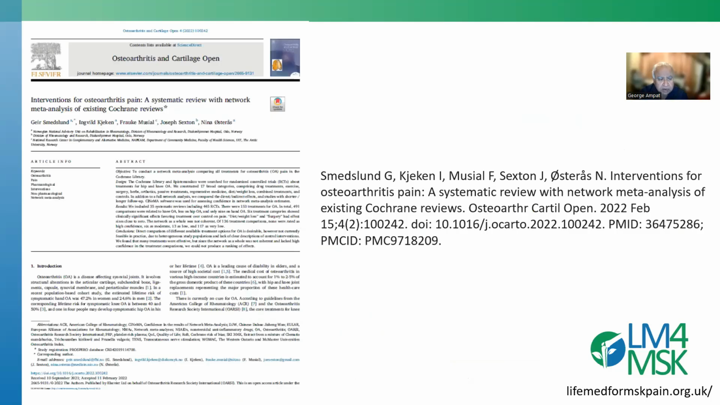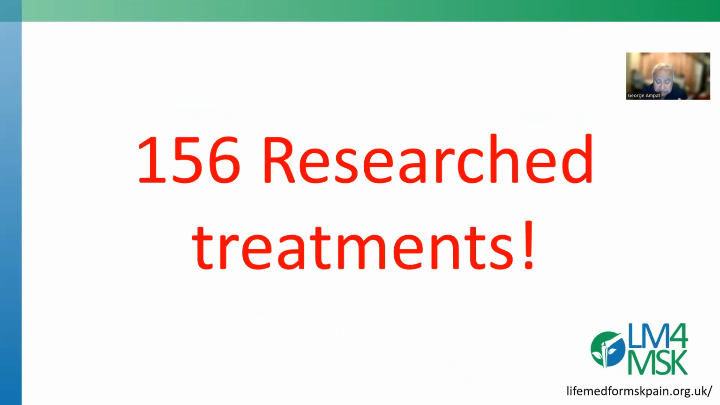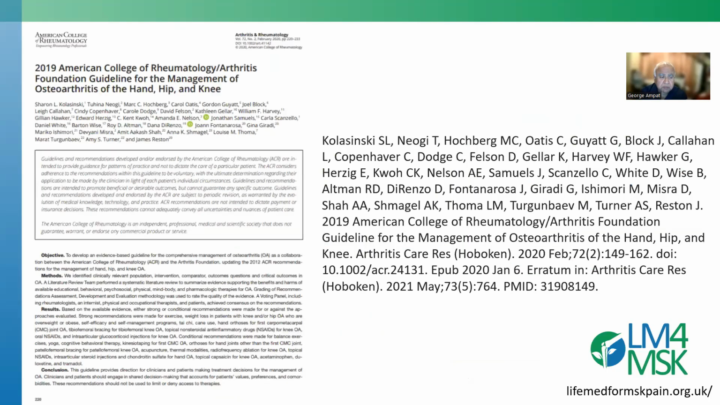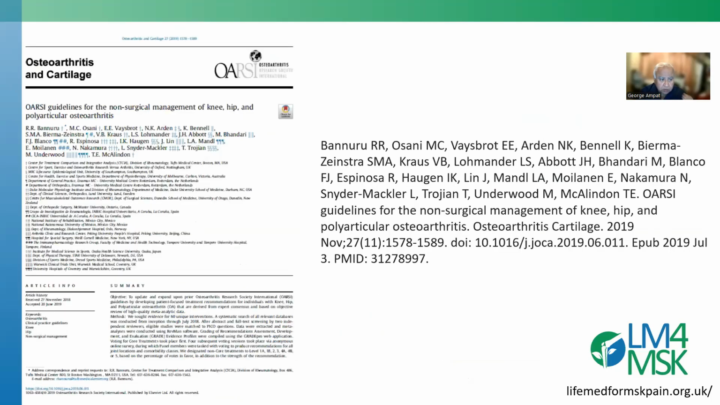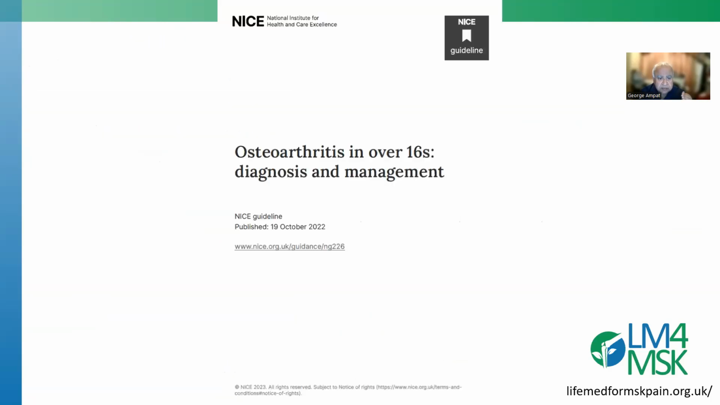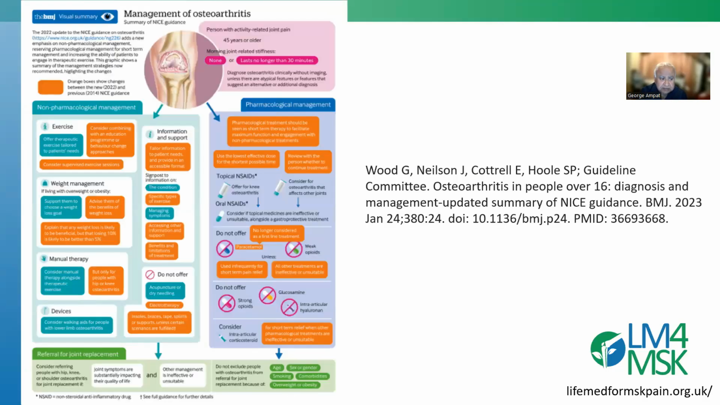And if you look at all recommendations, this is the recommendation by, I think, the American College. They recommend exercises. Sorry, this is the systematic review. And there are 156 methods of treatment, but most of the methods are for arthritis. This is the American College of Rheumatology. They recommend exercise for osteoarthritis. This is the OARSI guidance. And again, they recommend exercise for arthritis. This is our own UK-based NICE, which says osteoarthritis in over 16s, the treatment is exercise and weight management.